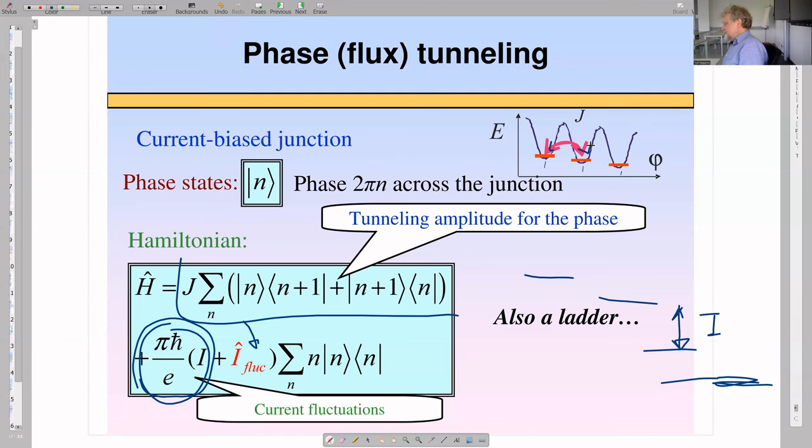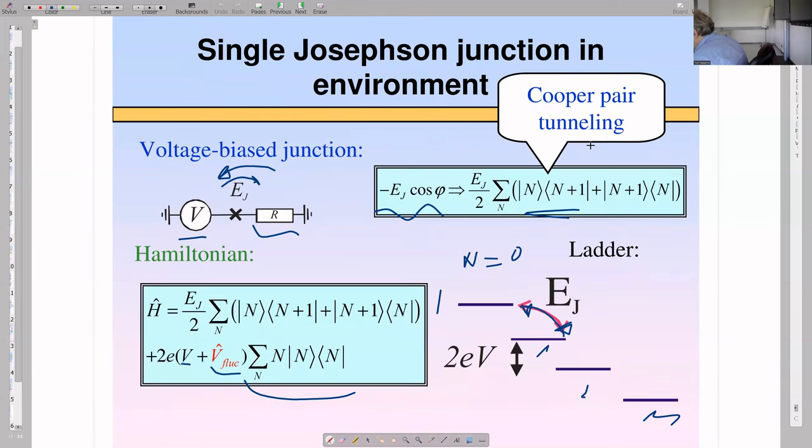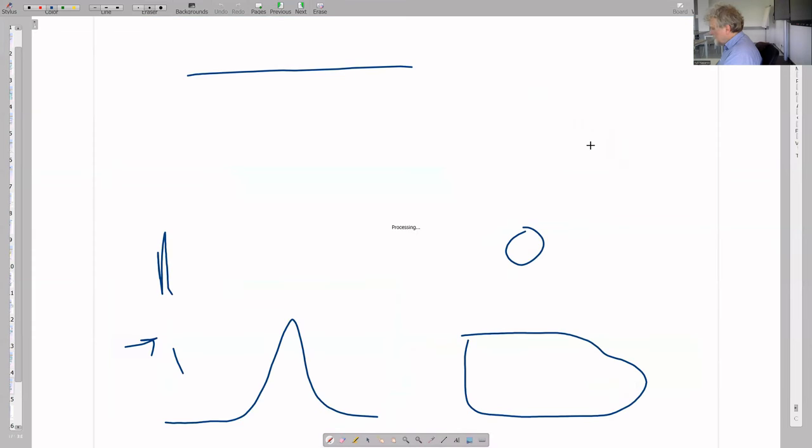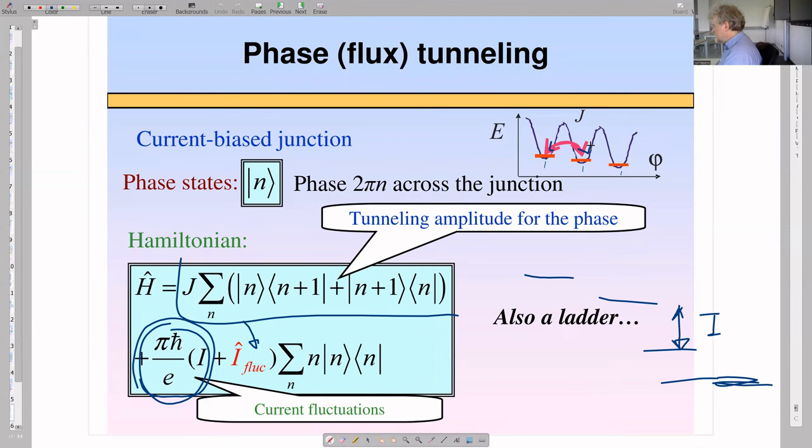I'd like to pay attention to the fact that this construction is very similar to the Josephson junction. But we have strange correspondences here. Discrete n for the Josephson junction was charge. For phase tunneling, this is phase, or in other words, magnetic flux, it's flux tunneling.